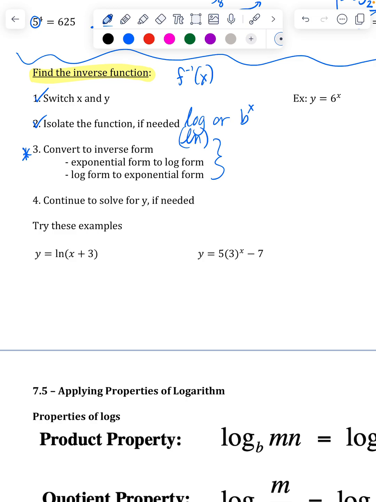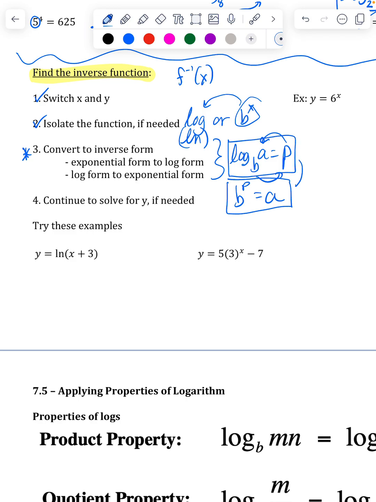a log and need to get rid of it, we need to write it as an exponent. And when we have an exponential, we need to write it as a log. So that goes back to the previous lesson, where if I have log of some base and it equals a power, I can rewrite that as that base to a power and have that be the answer. So these are the two forms that I have to go back and forth between. And then you just get y alone.